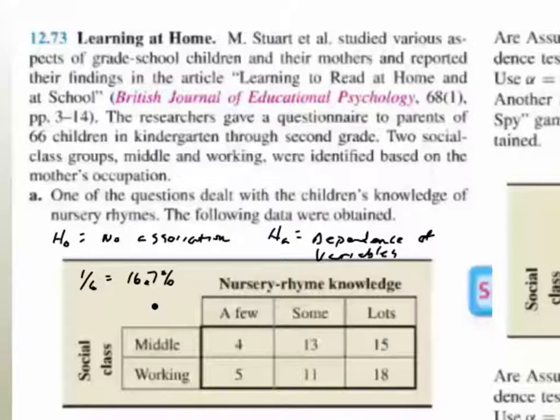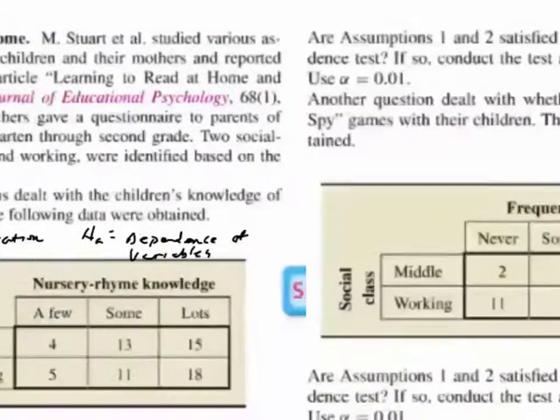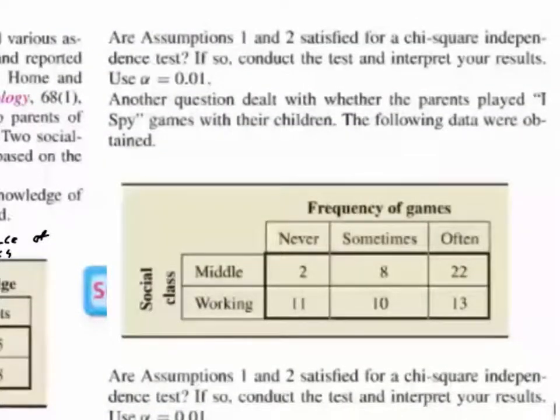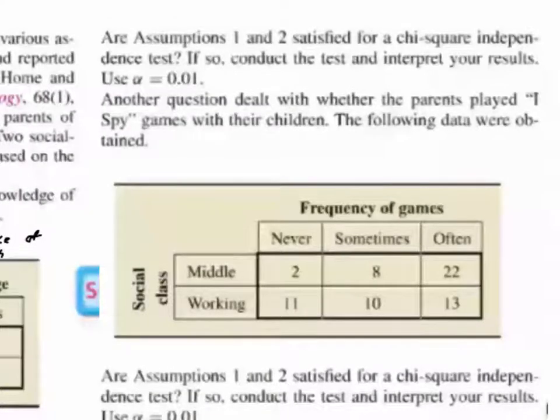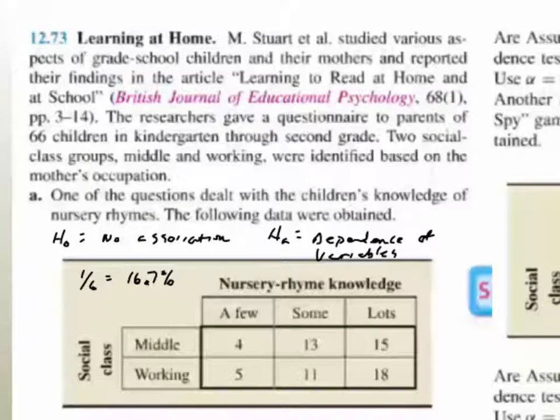Okay, so we want to find then, are assumptions 1 and 2 satisfied for the chi-squared independence test? Yes, we just checked that. We want to use alpha as 0.01, and we want to do the chi-squared test with alpha at 0.01.